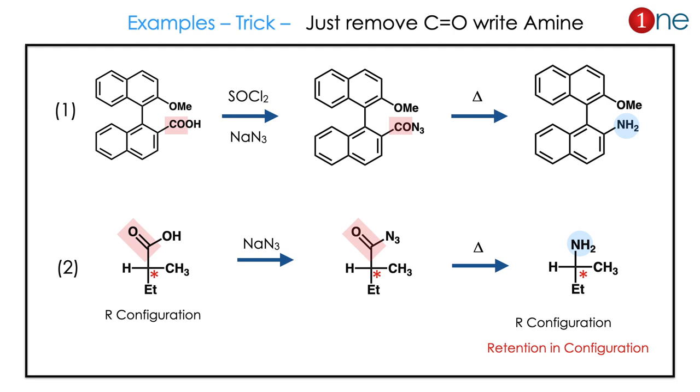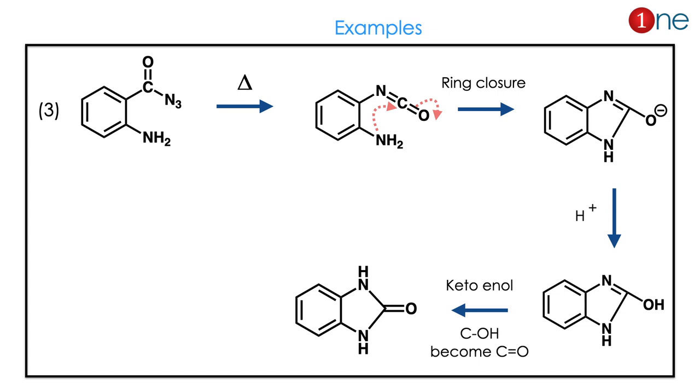Then the third example, you have azide and heating it up, you have isocyanate formation. But the interesting fact here is there is a chance of ring formation. So the amine is inside the system, the intramolecular attack will be there, ring closure will be there. So the O- form attacks, then the heteroenol, you have a kind of cyclic amide system. So if there is a chance of cyclization, it will definitely occur in the system.